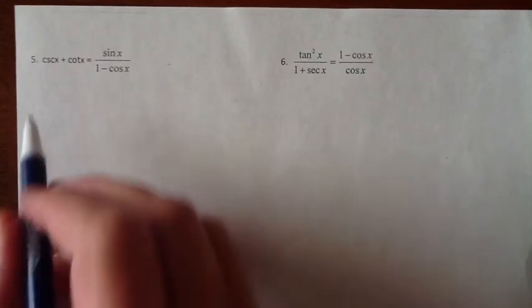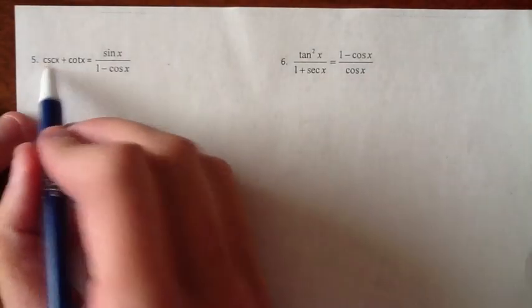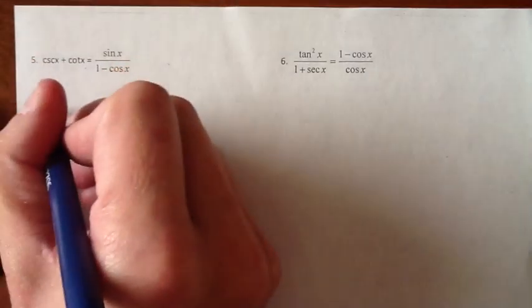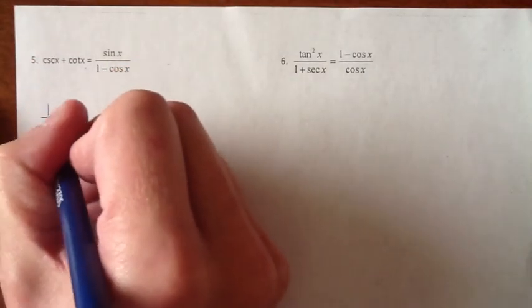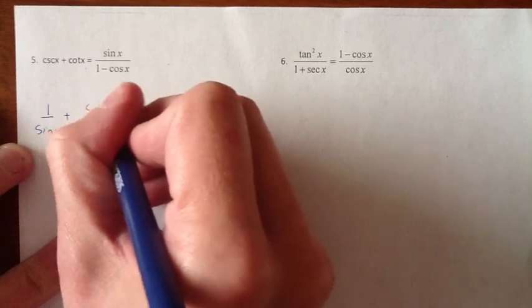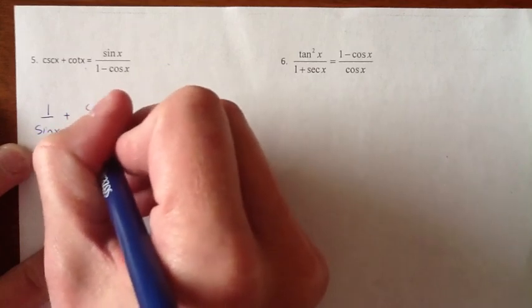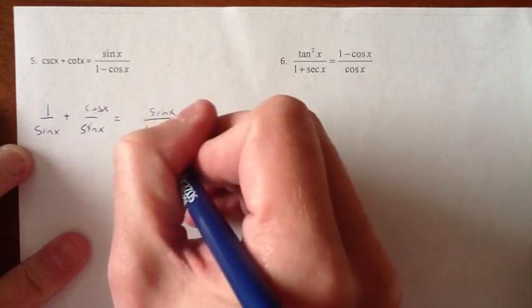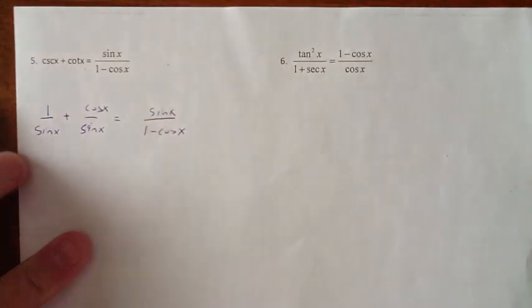Now again, I know what y'all thinking. Hey, look, Mr. Wernow or Miss Noonan, or hey, teacher, there's cosecant cotangent. I'm going to rewrite them. Yay for you. This is 1 over the sine of x plus cosine x over the sine of x equals the sine of x over 1 minus the cosine of x.